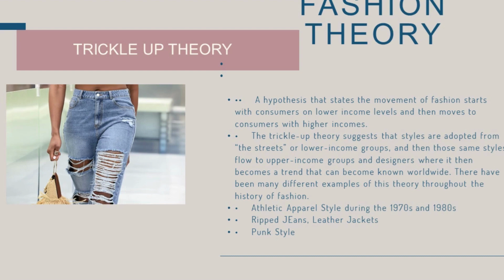There have been very many different examples. For example, jeans, the denim clothing, was initially worn by the working class. Then there were athletic apparel styles during the 1970s and 80s, and we can see the ripped jeans, leather jackets, punk style, the spike hairstyles, etc., which were all initially introduced in the streets, and then they moved up to the higher economic strata.